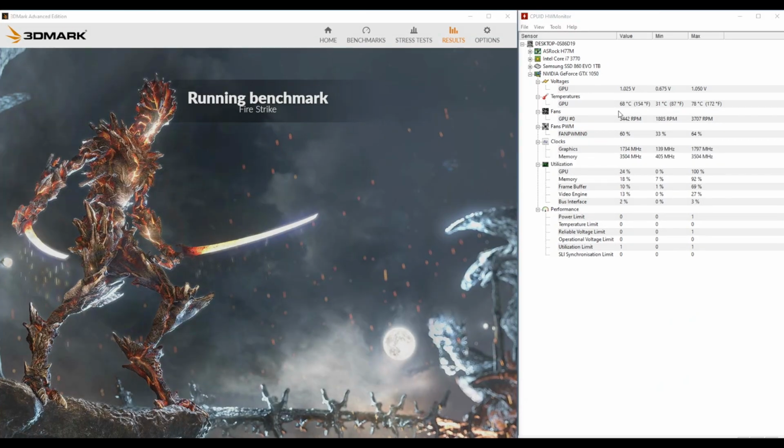And there we go. So our max temp was 78 degrees C, and our max fan speed was 64%.